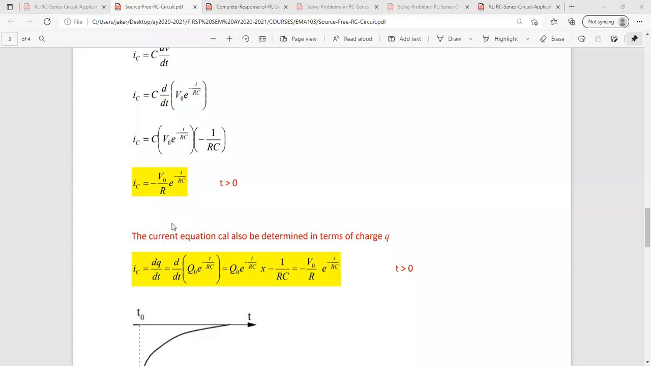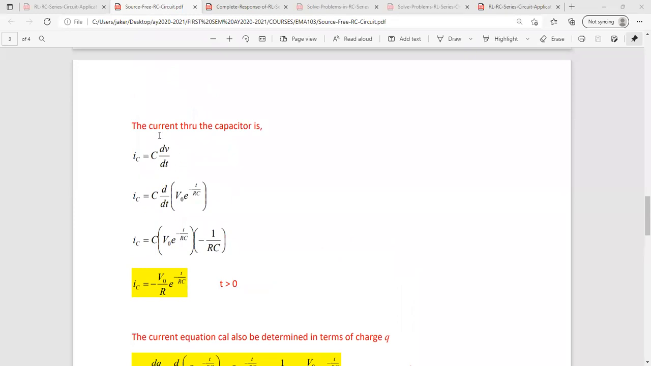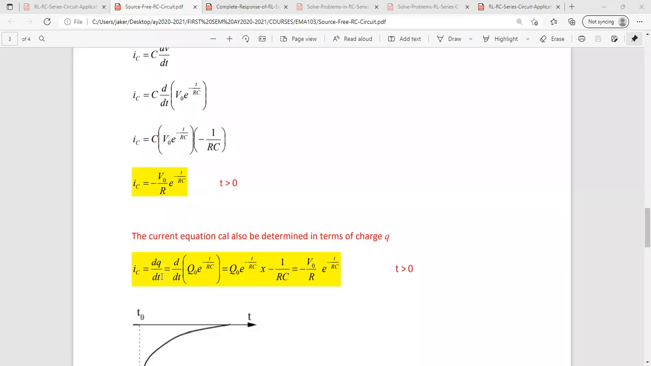So what happened? Either which route you pass through, whether you go through this formula or you differentiate right away the charge, you will still arrive at the same expression. The two are the same, for the current in your source-free RC circuit.